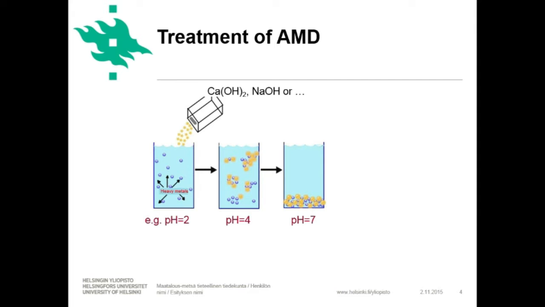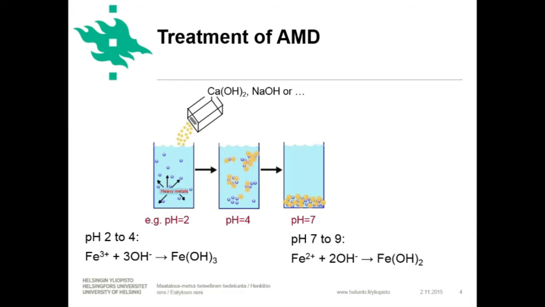Traditionally, in wastewater treatment, soluble metals are precipitated through elevation of pH. You add a base, pH increases, and dissolved metals precipitate. Different ions are precipitated in different pH values. For example, ferric hydroxide precipitates between pH 2 to 4, while ferrous hydroxide precipitates in pH between 7 to 9.